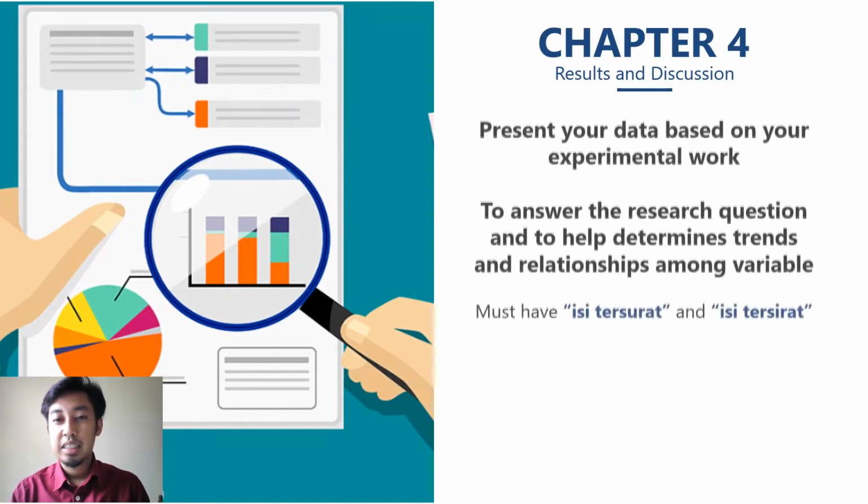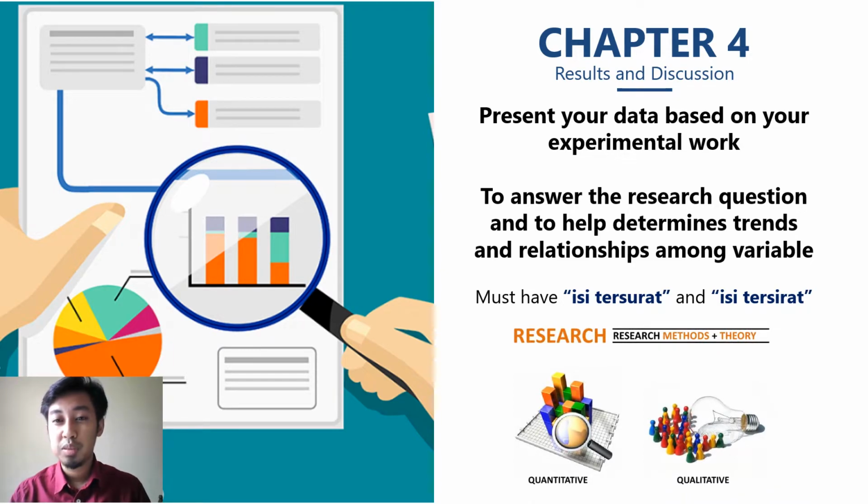In chapter 4 we want to present your data based on your experimental work. Every method you discussed in chapter 3, this is the time for you to present your result in chapter 4 according to the experimental work. In chapter 3, what you are doing, and in chapter 4, what you get from chapter 3. This is to answer the research question and to help determine trends and relationships among the variables.